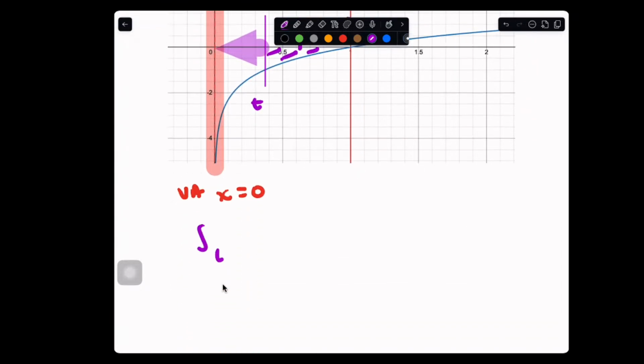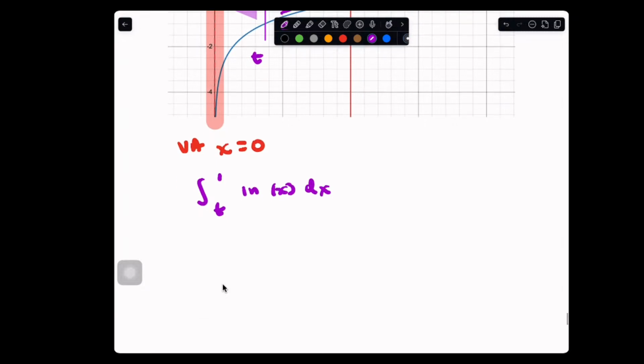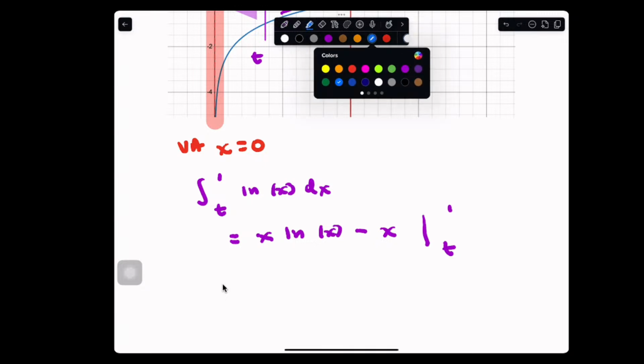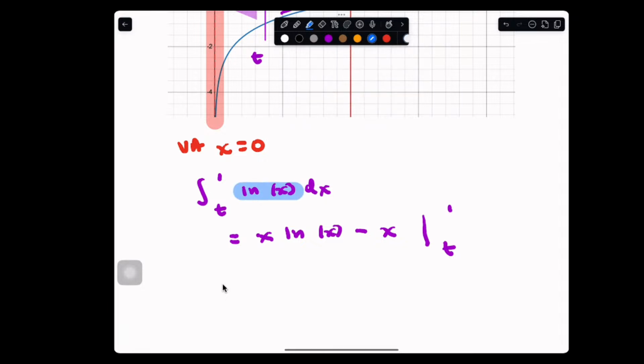So we integrate from t to 1, natural log x dx. Let's make sure we write this. We can see this. And like I've been saying, this is x natural log x minus x. It is good for you to know the integral of some of these classic questions from Calculus 2, how to integrate natural log. It's done by using integration by parts, in case you guys forgot.